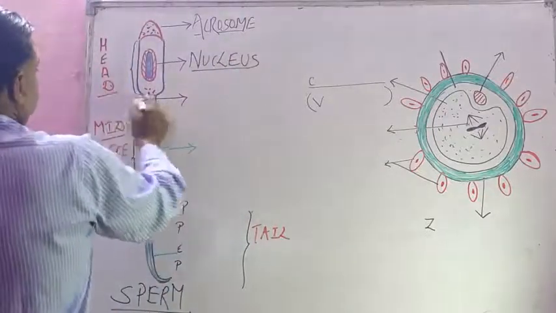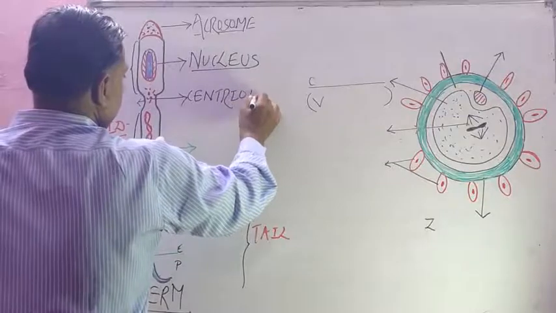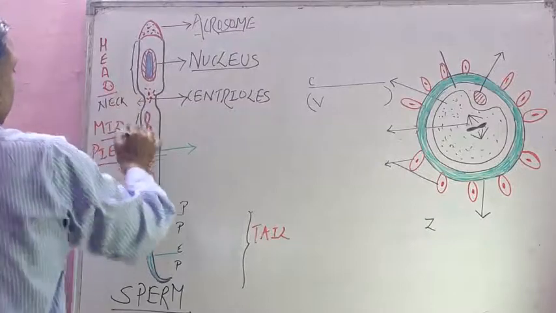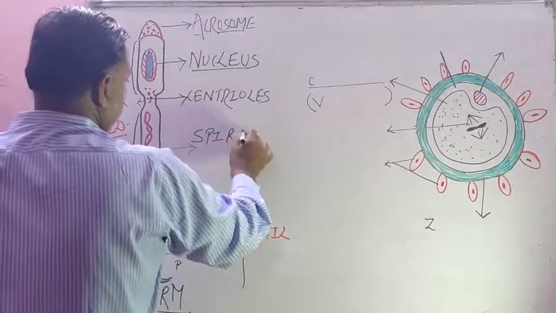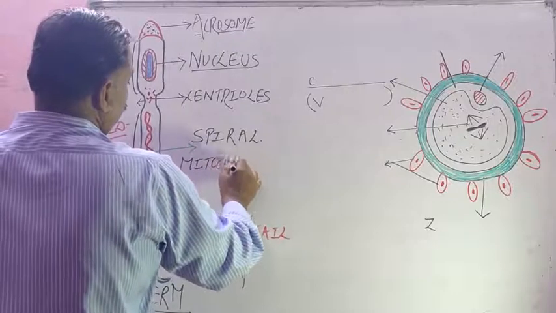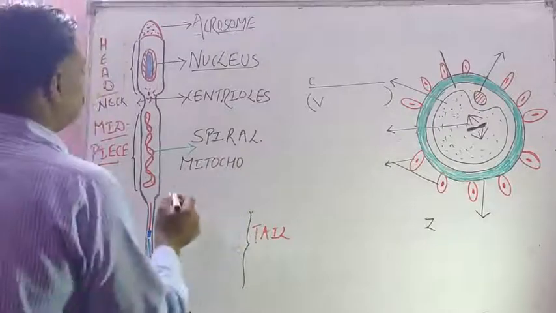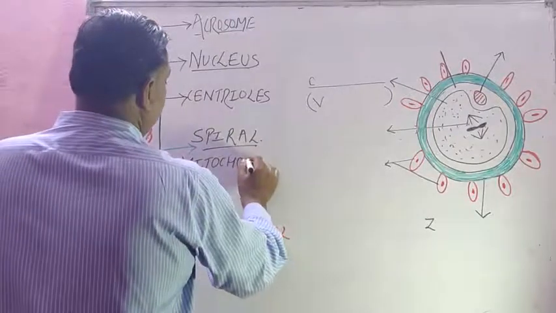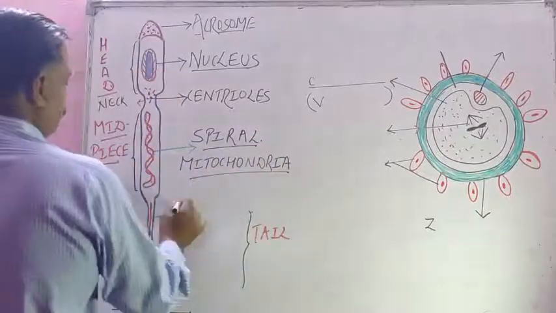There is the neck region, with the centriole in the neck region. And students, this is the spiral mitochondria. Well developed mitochondria is there in sperm. You know why? Because it has to cover a large distance from the male reproductive tract to the female reproductive tract. So the mitochondria in the sperm is well developed. Spiral mitochondria. This is the principal piece.